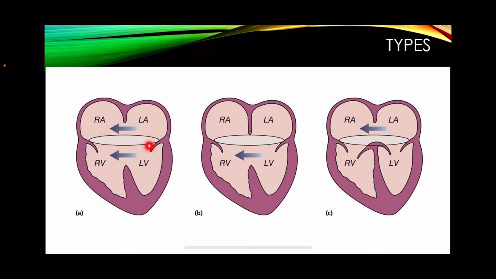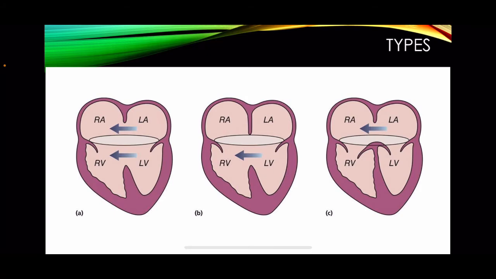This common AV valve is like the two original valves, mitral and tricuspid, opening together to make just one valve. The valve will separate the atria from the ventricles during systole, and when this valve is open, all four cardiac chambers are open together. So this is a complete AV canal.